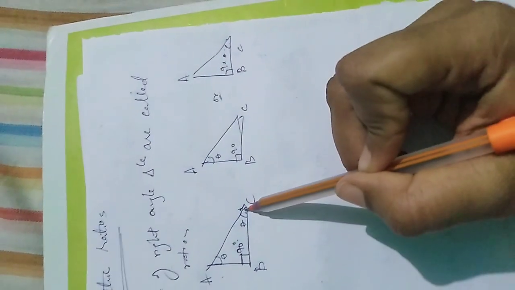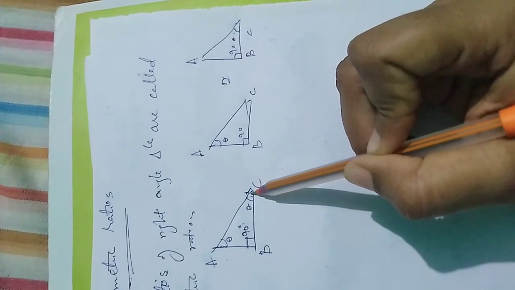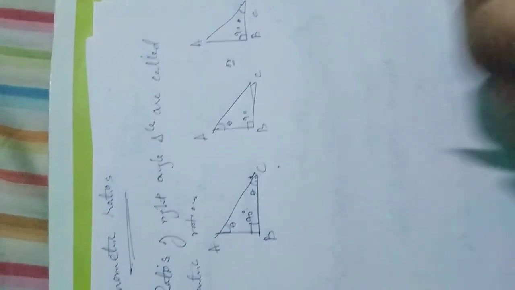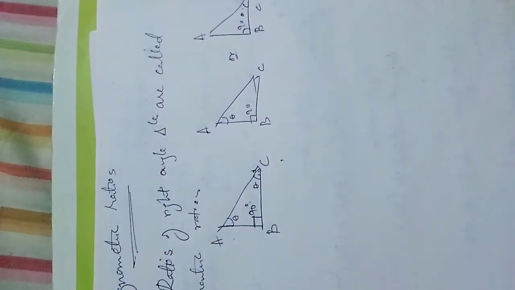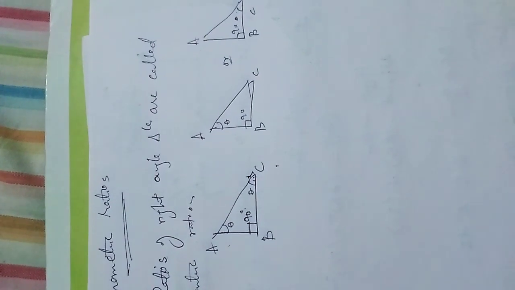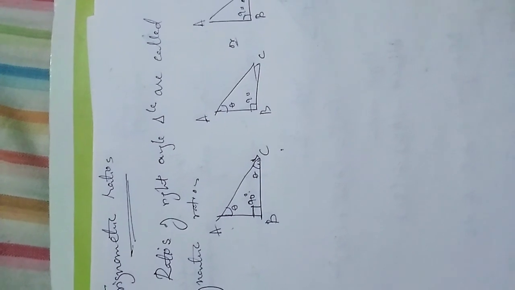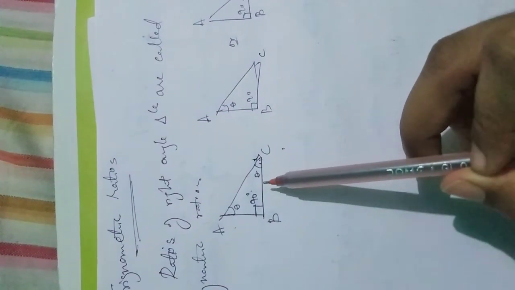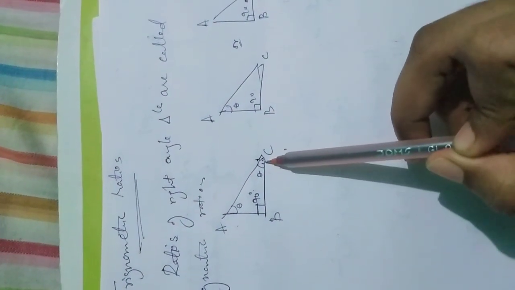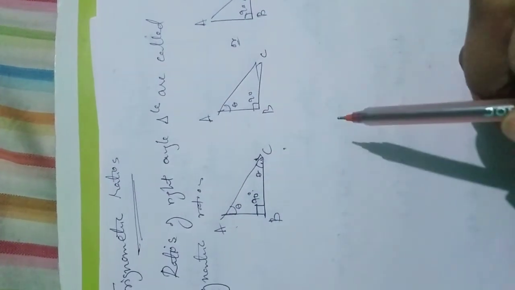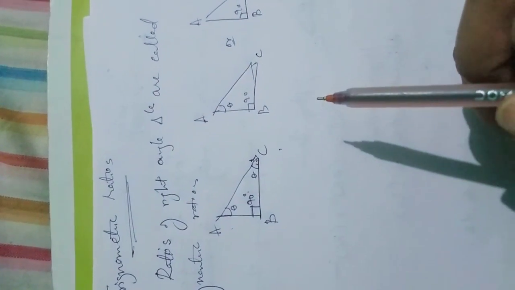If any one of the trigonometric ratios of an acute angle is known, then we can find the remaining trigonometric ratios of that angle. If one trigonometric ratio of an acute angle is known, the remaining ratios can be easily determined.